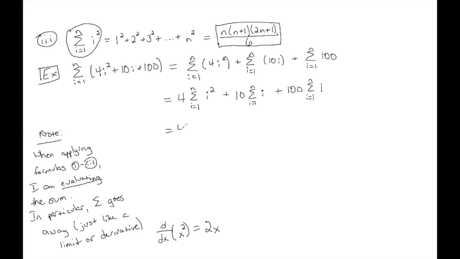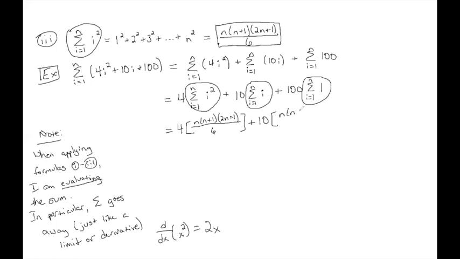So when I go to plug in, I have 4 times this thing, n times n plus 1 times 2n plus 1, because I know what this is, I have a formula for it. I also know what this is, I have a formula for it. And I know what this is because I have a formula for it. Once I'm at this place, then I can plug in the formulas. But before then, it's all linearity. Plus 10 times the formula that Gauss had, n times n plus 1 over 2, plus 100 times n, right? This is just n because it's n copies of 1.